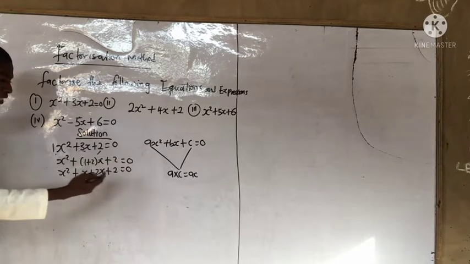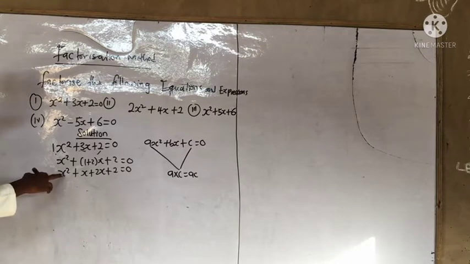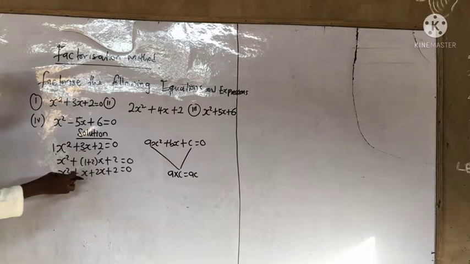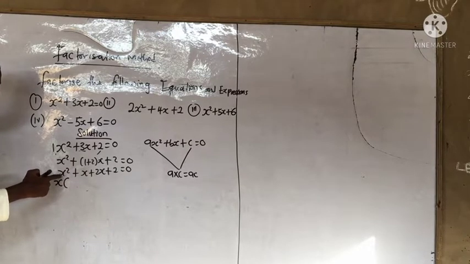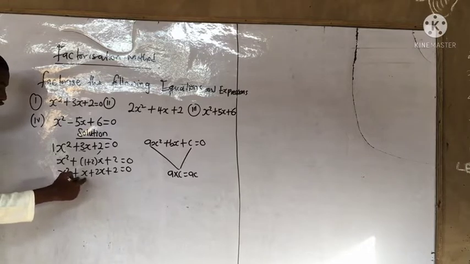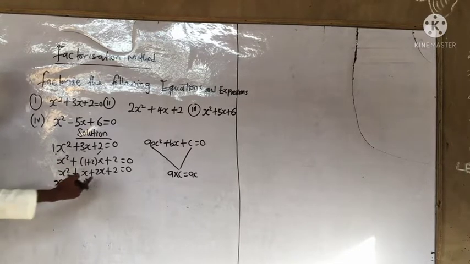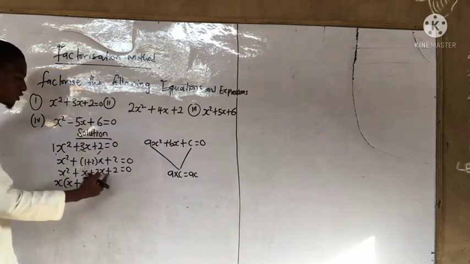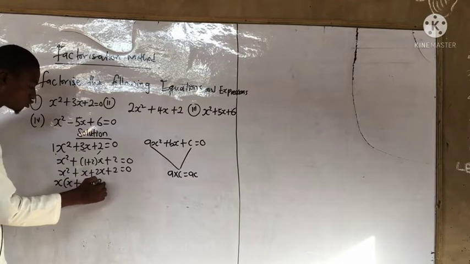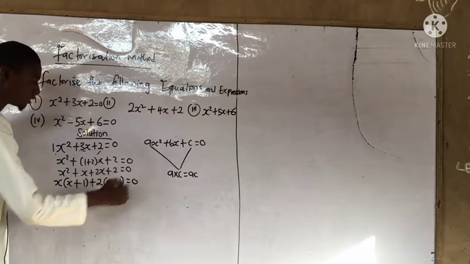So you are going to break these four terms into two binomial terms. The first two terms here are x squared plus x. The common factor between these is x. When you factorize x out, you are left with x times (x plus 1). Now the remaining last two terms, 2x plus 2. The common factor here is 2. When you factorize out 2, you are left with 2 times (x plus 1), is equal to 0.